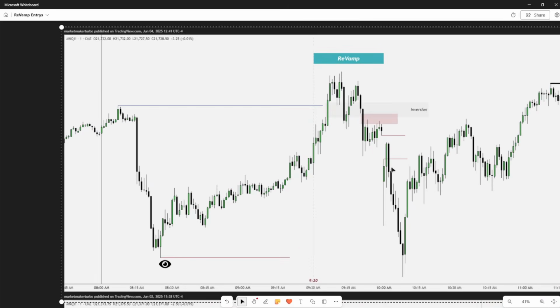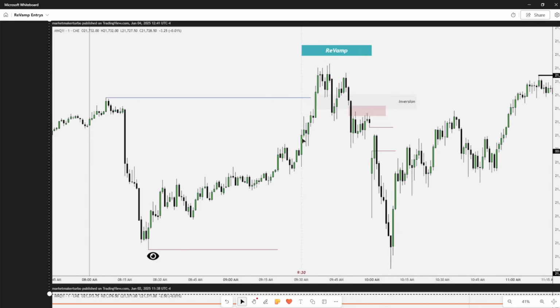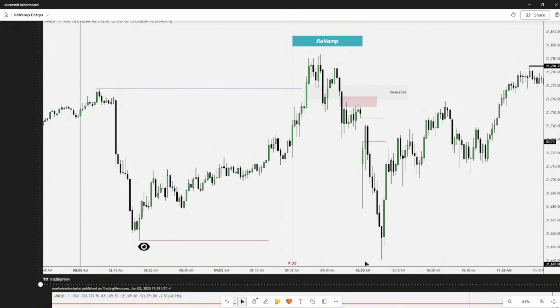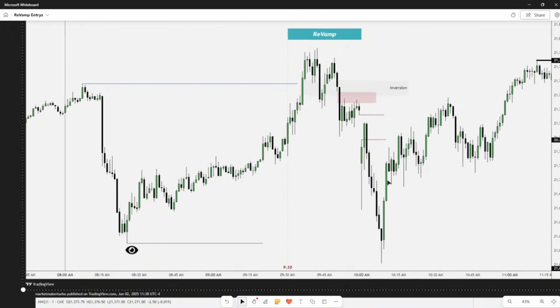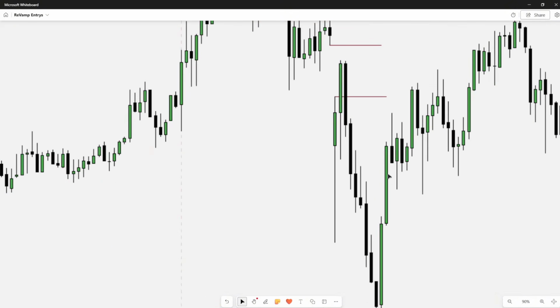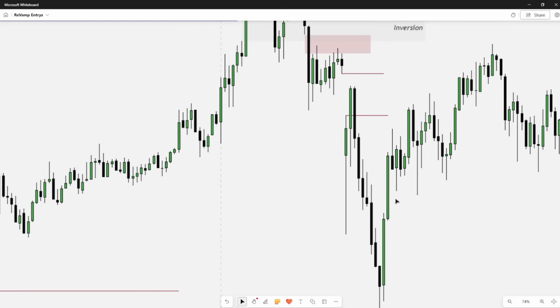Same thing here. 930 opens, takes out that high. From 930 to 10, you can see my revamp. You have a short that goes straight down your sell side. But between 930 to 1030, you still have that fair value gap here that you're able to buy.